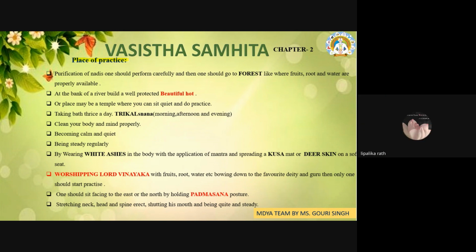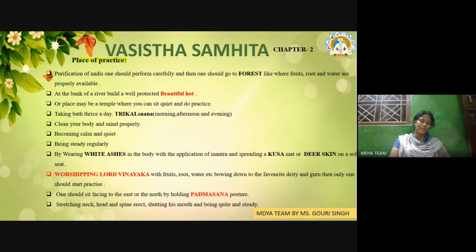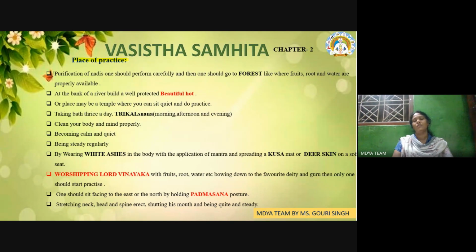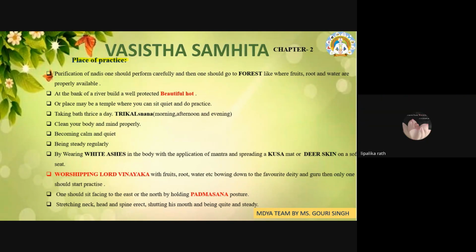Is this function also different from other texts mentioned in the Vasishtha Samhita? Yes, exactly. That I am telling you: not all things are described, and whatever description is given is different from the others. Okay. Yes, ma'am.